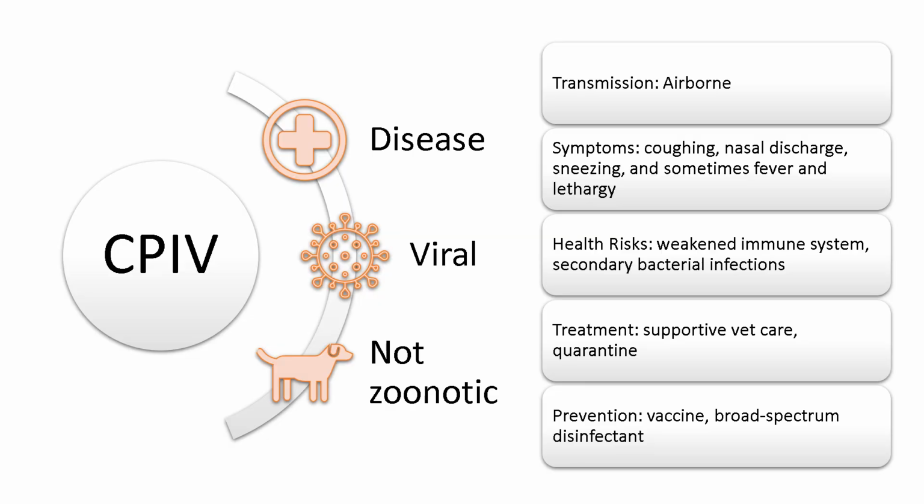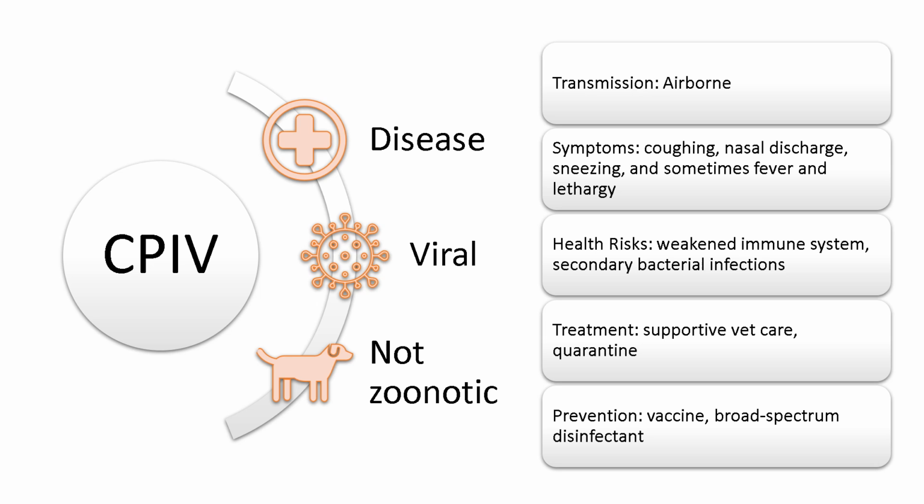Canine parainfluenza is a disease and is viral in origin, caused by the canine parainfluenza virus, CPIV. The virus spreads through airborne respiratory droplets when infected dogs cough or sneeze. It is highly contagious, particularly in areas where dogs are in close contact, such as boarding kennels, grooming salons, and shelters. Symptoms typically include coughing, nasal discharge, sneezing, and sometimes fever and lethargy.